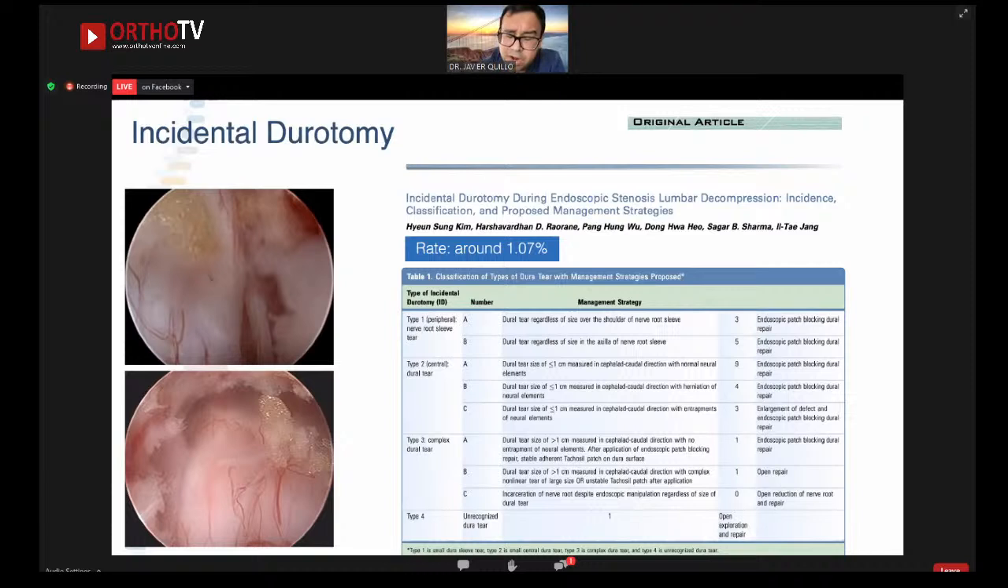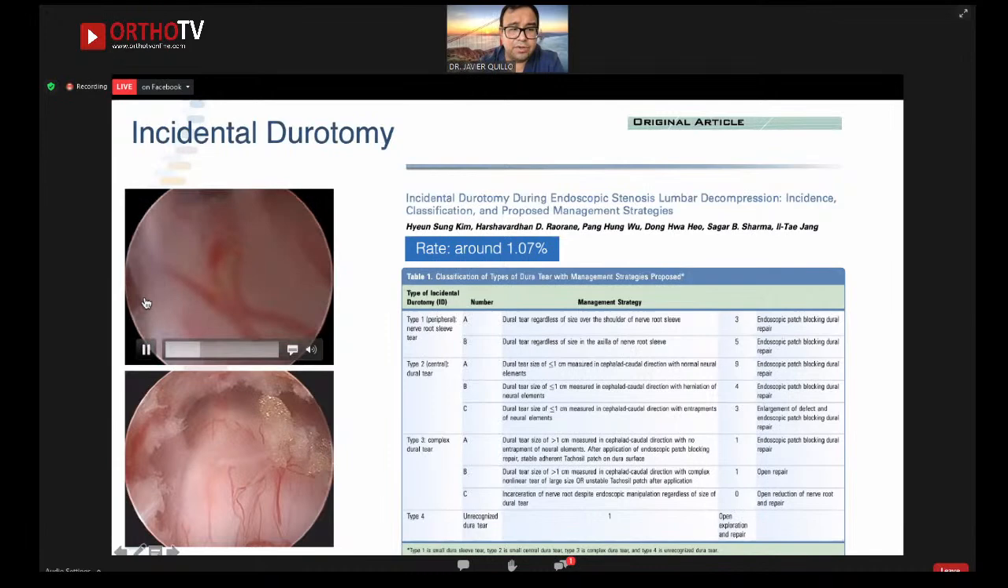Depending on the size, depending on whether you damage the arachnoid layer, you need to convert the surgery, because the most important thing, as always, is the safety of the patient. But for example, in this case, we had a dural tear during the surgery.